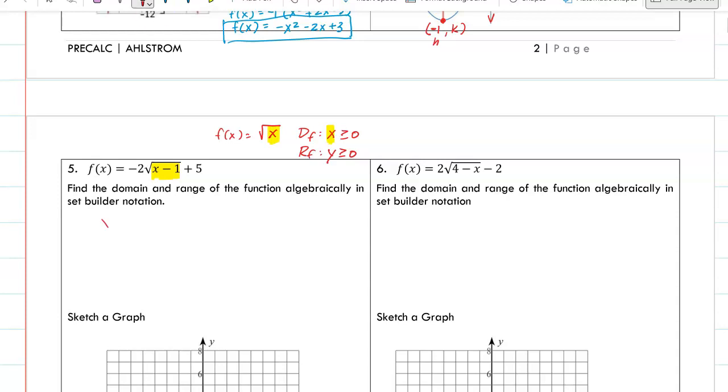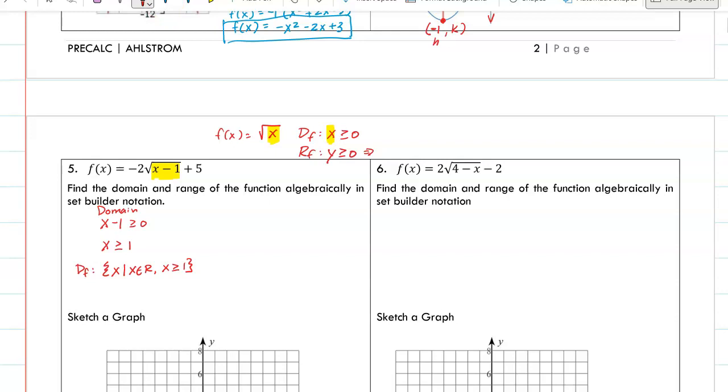So I'm going to take that radicand, and I'm going to set it greater than or equal to 0, and then I'm going to solve. X is greater than or equal to 1. Okay, so that will determine the domain. The domain of the function is x such that x is all real numbers and x is greater than or equal to 1.